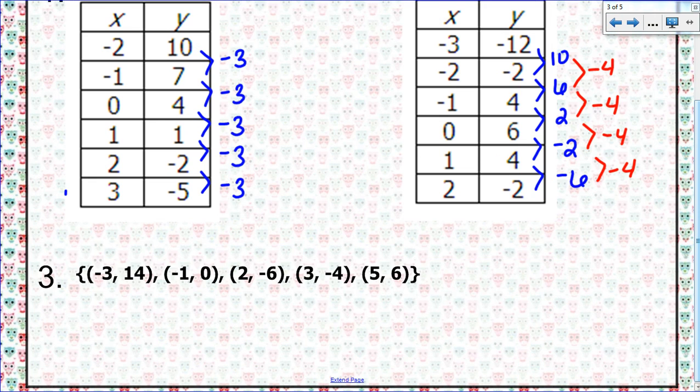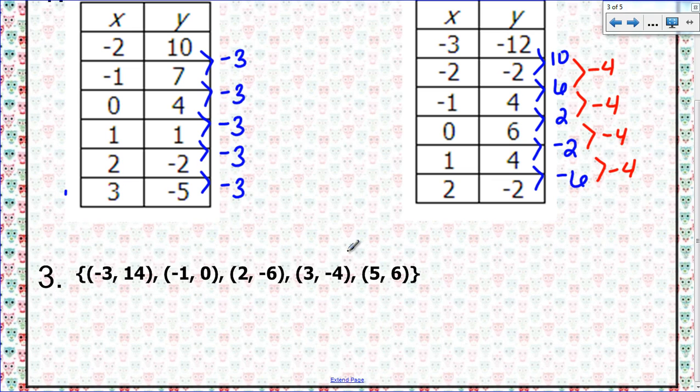Now the last one down here, I'm just giving a list of values. I got two options here. I can make a table like I just did and check my differences, or I can look at it on my calculator and see what it looks like. That's what we're going to do because I want you to see that you can also use your calculator to do this. So we're going to put these values into our calculator.